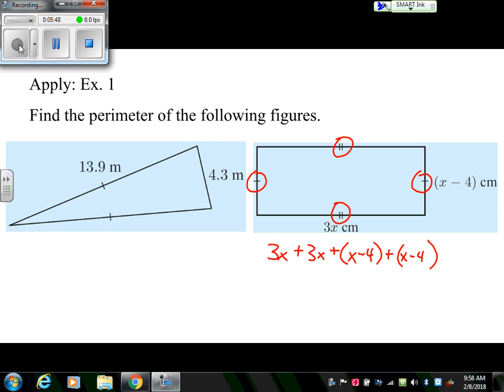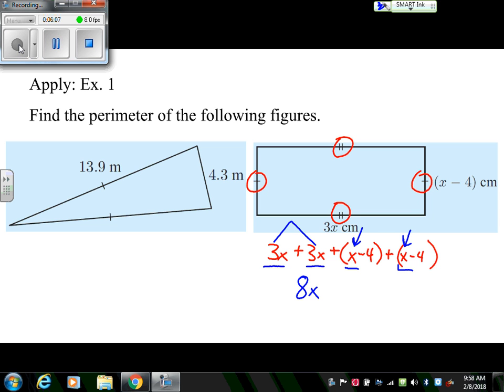Well, right away, I've got a 3x here. I've got a 3x here. I have a single x here and another x there. Well, if I have 3 x's plus 3 more x's, that would get me up to 6 x's there, plus 2 more x's. So a grand total of 8 x's.